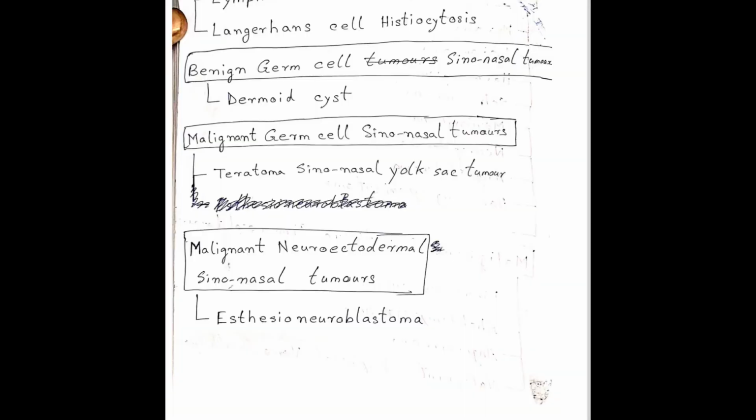Sinonasal tumors of hematological or lymphatic origin can only be malignant. There can be lymphoma, and there can be Langerhans cell histiocytosis. Then we move on to sinonasal tumours of germ cell origin. They can be both benign and malignant. Benign germ cell sinonasal tumours are dermoid cyst. Malignant germ cell sinonasal tumours are teratoma, sinonasal yolk sac tumor. And finally we have malignant neuroectodermal sinonasal tumor, which is esthesioneuroblastoma. I hope you wrote down everything.